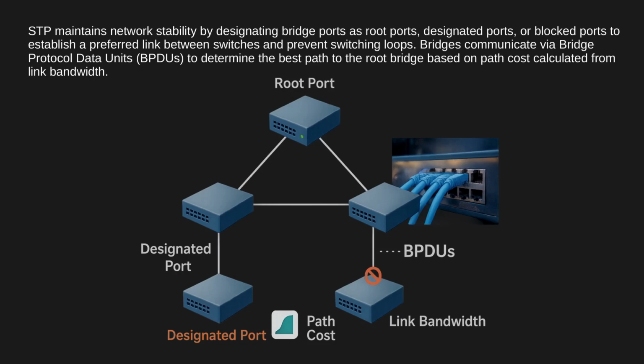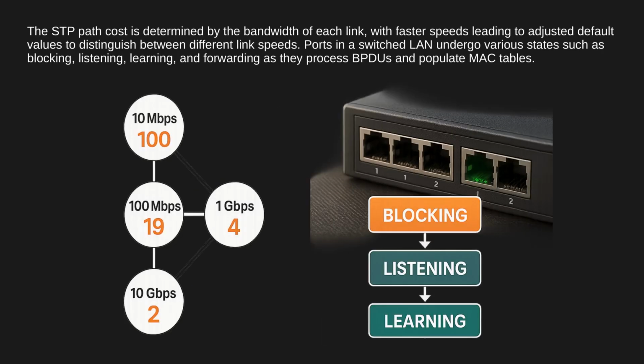Bridges communicate via Bridge Protocol Data Units, BPDUs, to determine the best path to the root bridge based on path cost calculated from link bandwidth. The STP path cost is determined by the bandwidth of each link, with faster speeds leading to adjusted default values to distinguish between different link speeds.